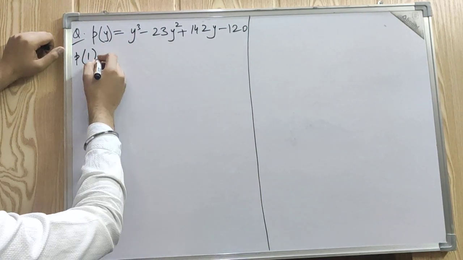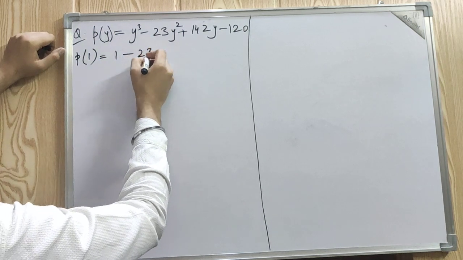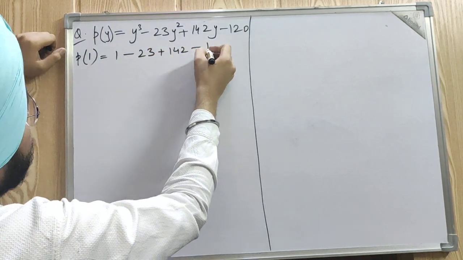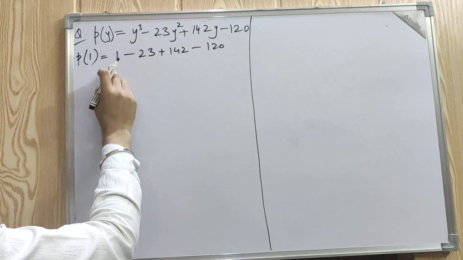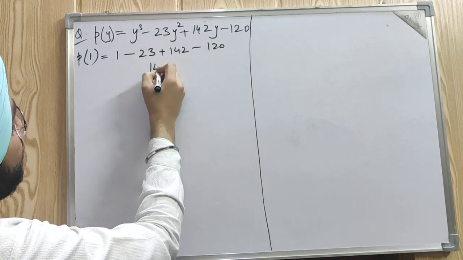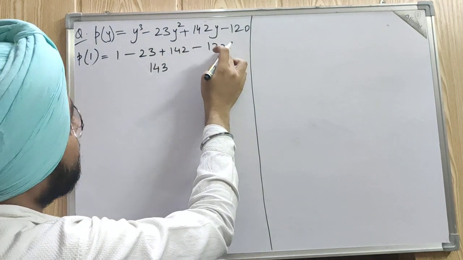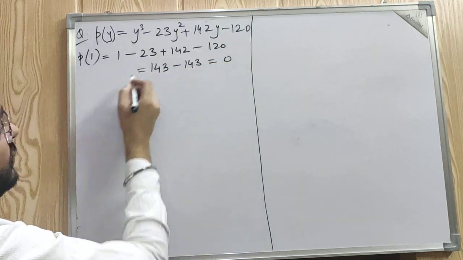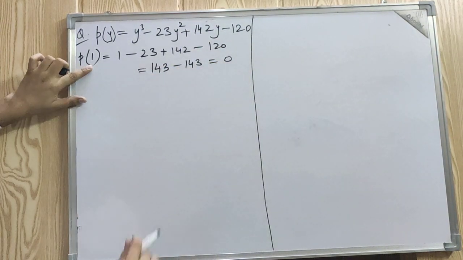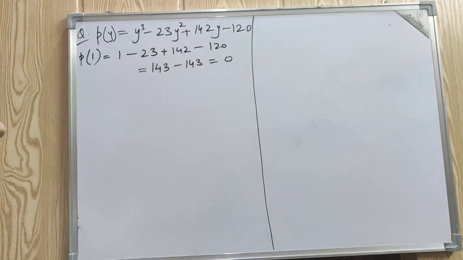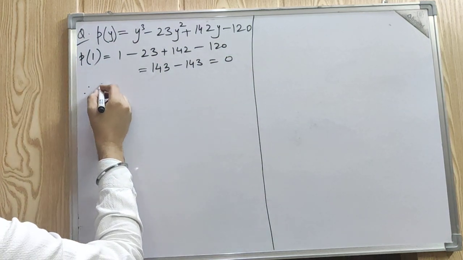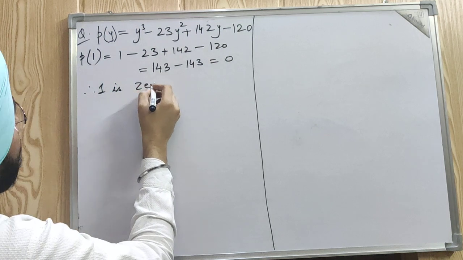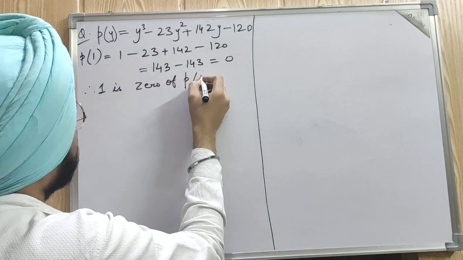Putting 1, that will be 1 minus 23 plus 142 minus 120. So now 1 plus 142 will be 143, and minus 23 minus 120 will become again minus 143. So the answer will be what? 0. So at 1, the answer we have here is 0. So I can simply say therefore 1 is a zero of P(y).